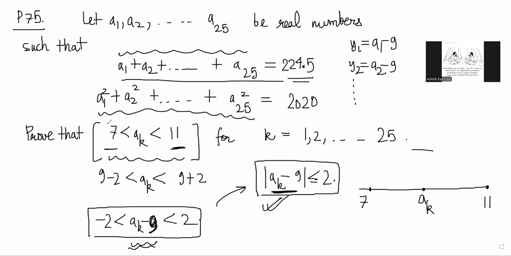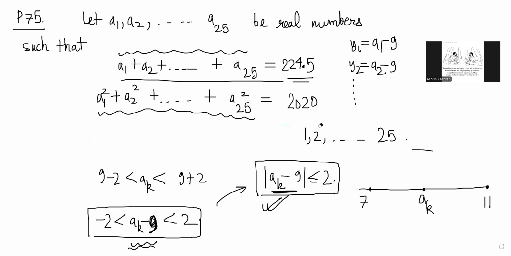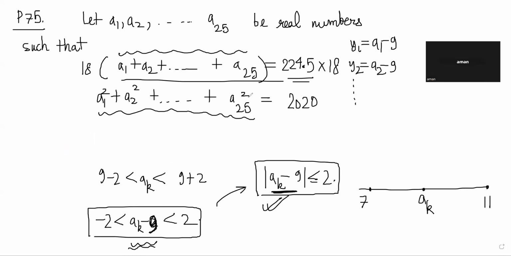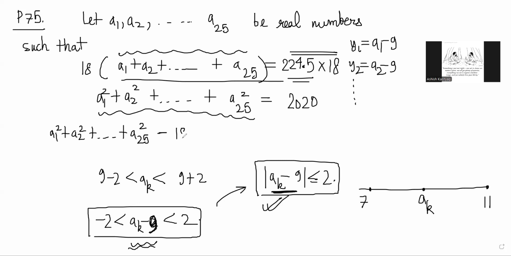Or rather, Aman, from your approach itself, what we will do is we will multiply the first equation by 18 and subtract y18 so that an a1-9 type of square is formed, right? Yes sir. So if you multiply this by 2, it becomes 450 into 9. 450 into 9 will be 4500 minus 4050, right? Here 4050 is coming, right, correct? So what I would say is a1 square plus a2 square plus up to a25 square minus 18 times (a1 plus a2 plus up to a25) and plus I have to do 9 square 25 times, right?